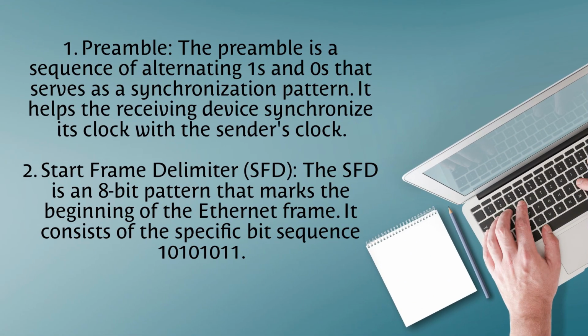1. Preamble. The preamble is a sequence of alternating 1s and 0s that serves as a synchronization pattern. It helps the receiving device synchronize its clock with the sender's clock.